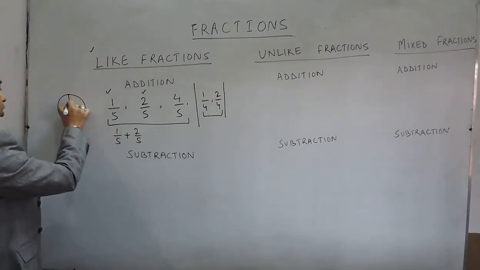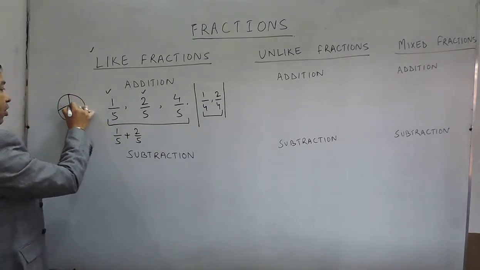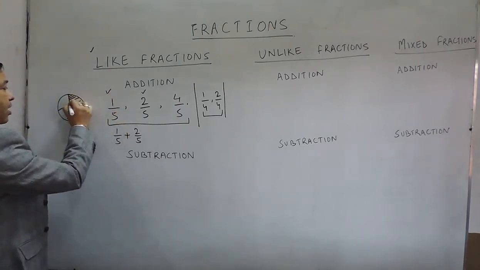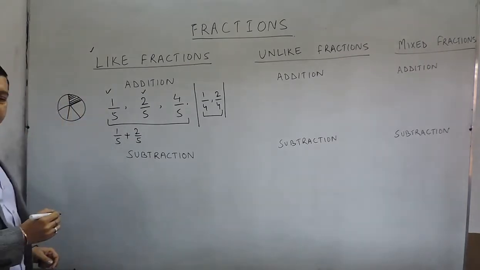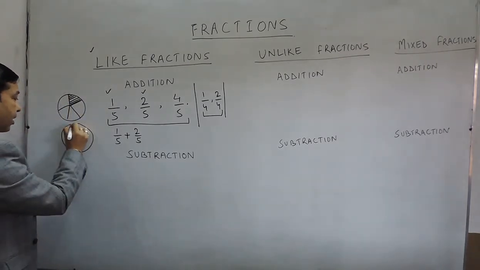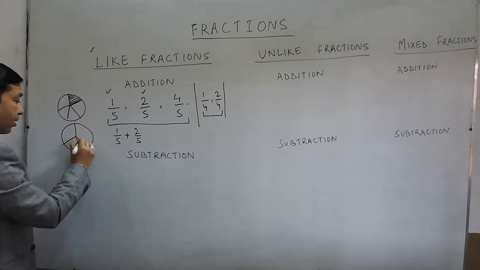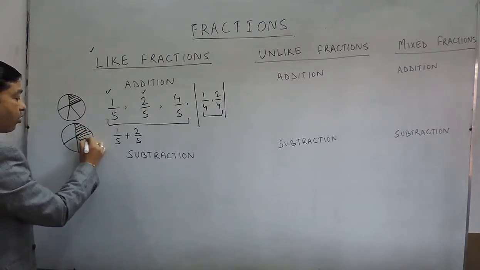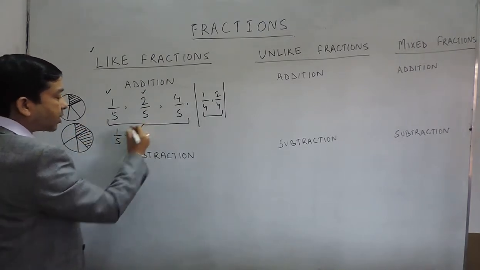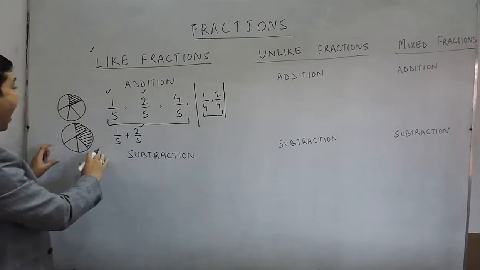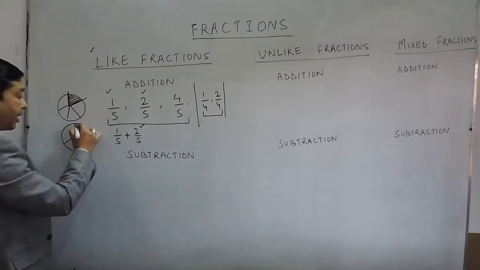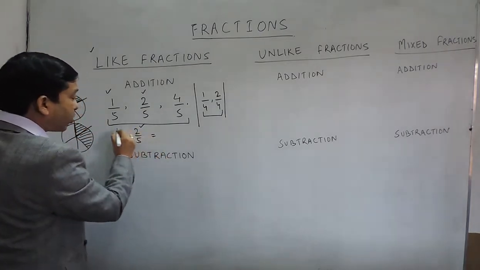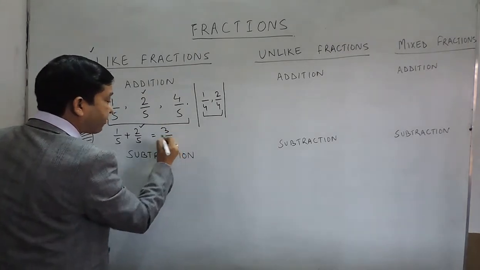That means a specific whole is divided into 5 parts. 1 out of 5 means this is 1 part out of the 5 parts which we have made. And in the other one, again, we have 5 parts and these are 2 parts out of 5. If I am adding these two, as this part and this part are the same size, we can directly add them, so it becomes 3 upon 5.